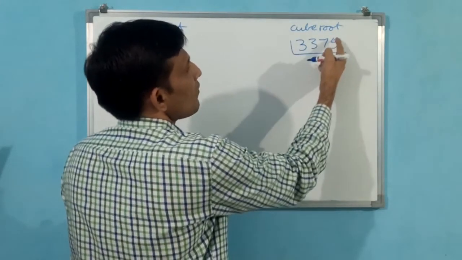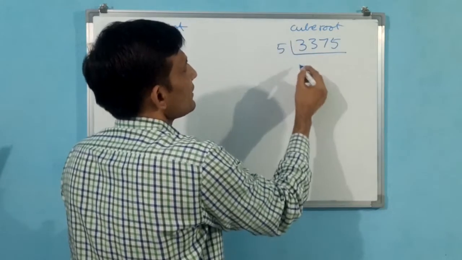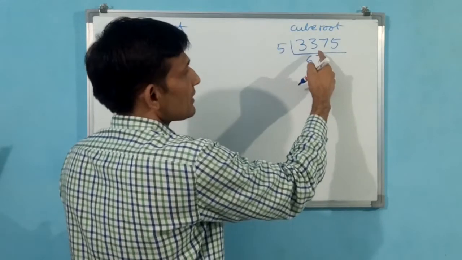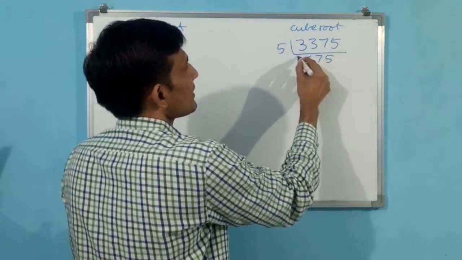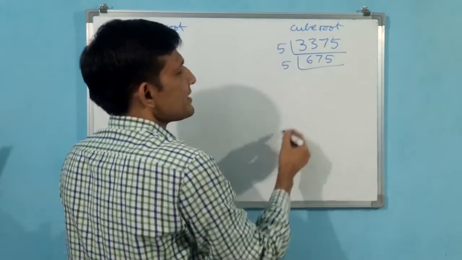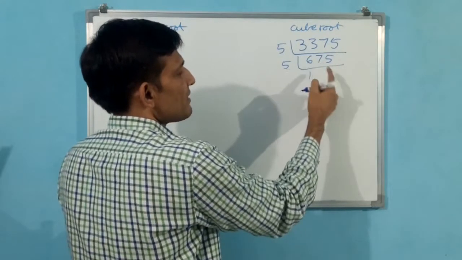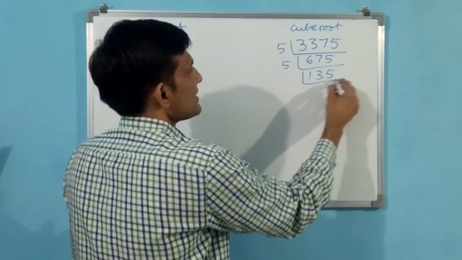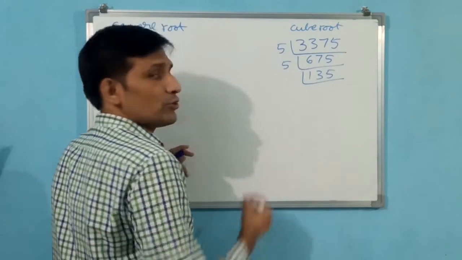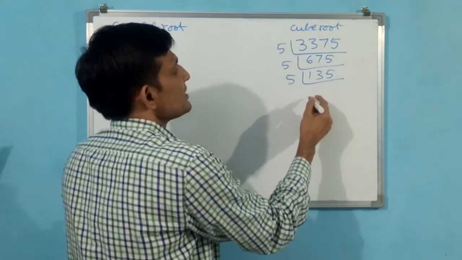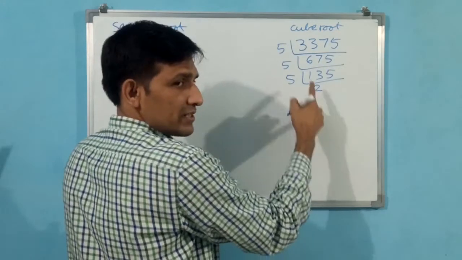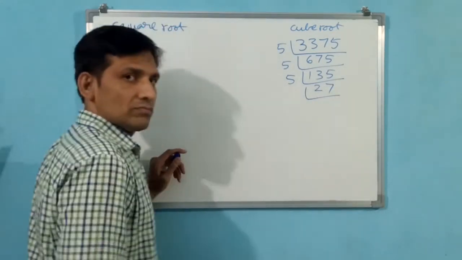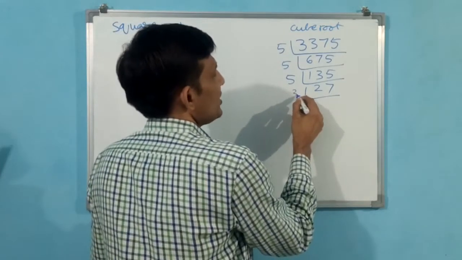Cube root. 5 is there, that is why you take 5. 5 6s are 30, 37; 5 7s are 35, 25; 5 5s are 25. Again you take 5. 5 1s, 17; 5 3s are 15, 25; 5 5s are 25. Again you take 5. 5 2s are 10, 35; 5 7s are 35. 3 you take.